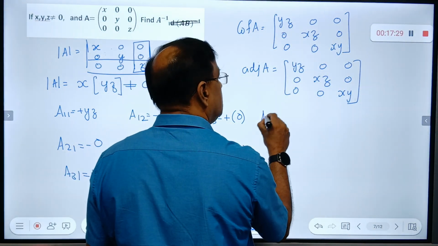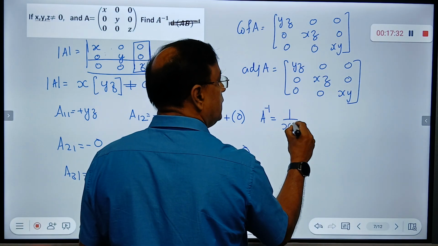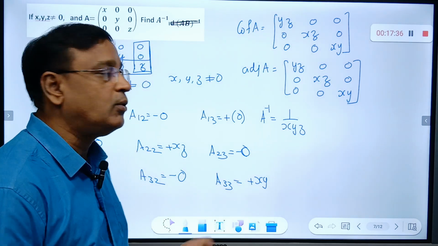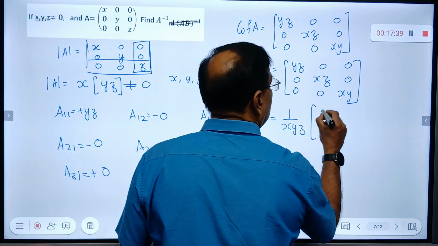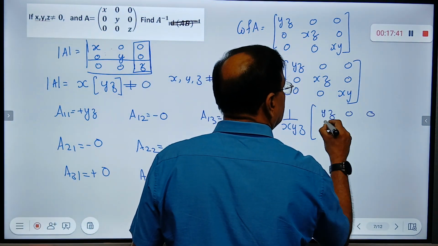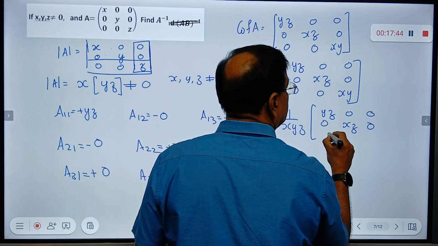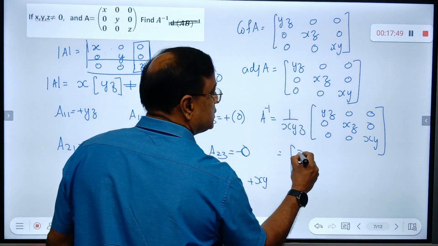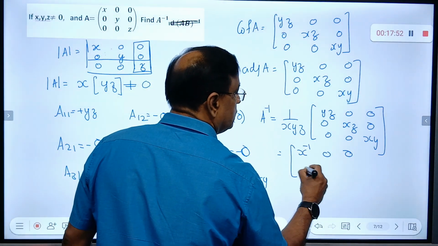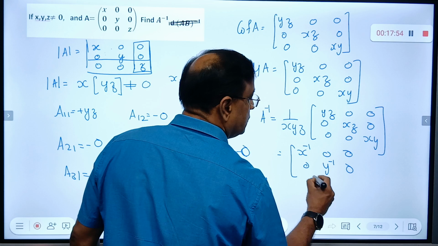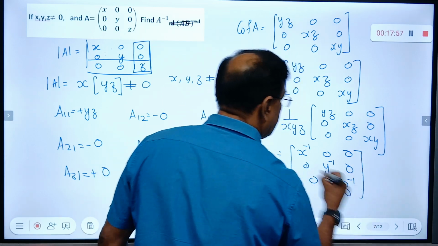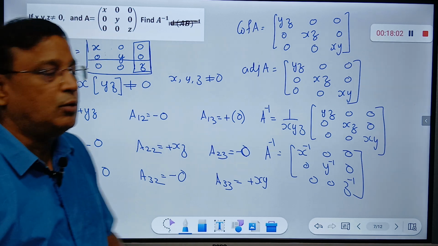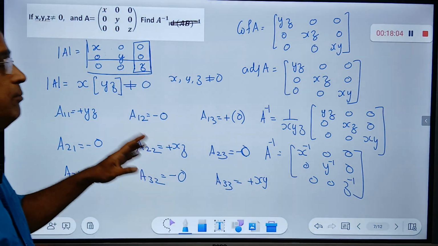So what is A inverse? A inverse is 1 by determinant of A. This is another reason why xyz is not 0, because you cannot divide by a 0 quantity. And you have yz 0 0, 0 xz 0, 0 0 xy. Now if you send this inside, what do you get? You get x power minus 1, 0, 0, 0, y power minus 1, 0, 0, 0, z power minus 1. So I have found A inverse. When there are more zeros, obviously calculation becomes easier compared to the previous problem.